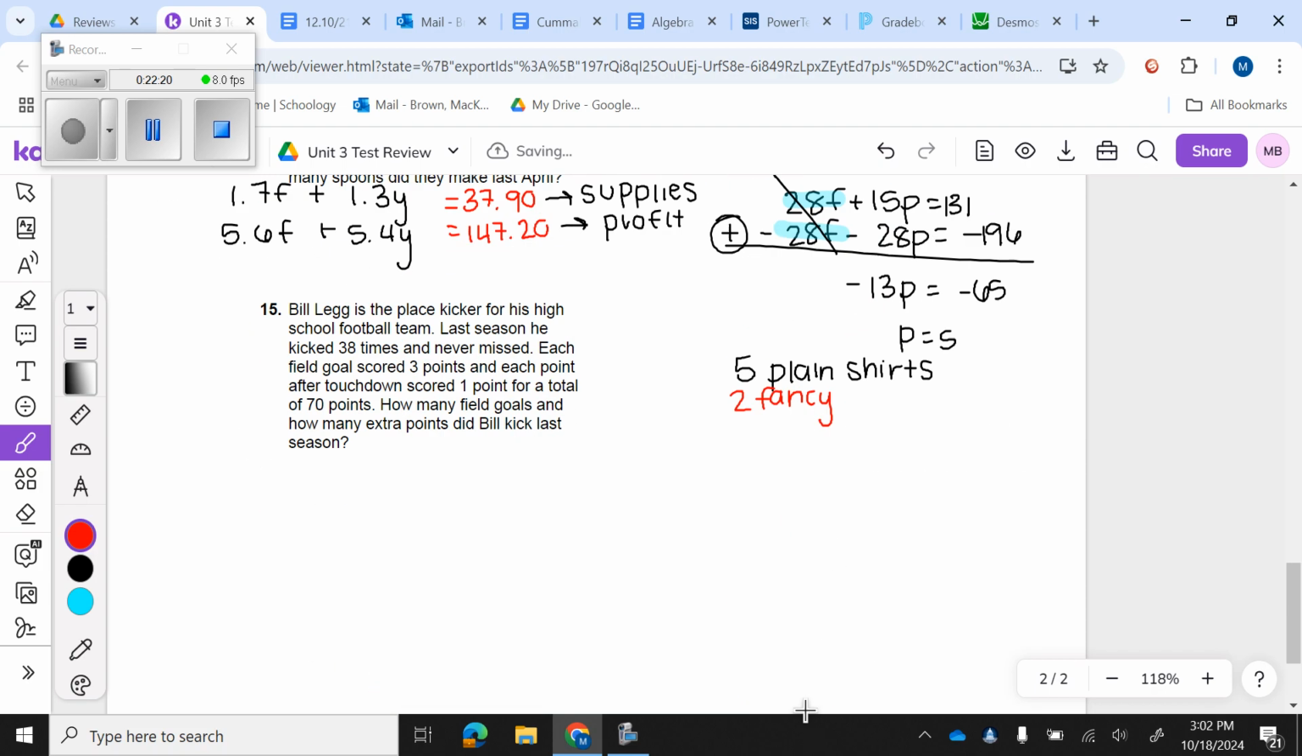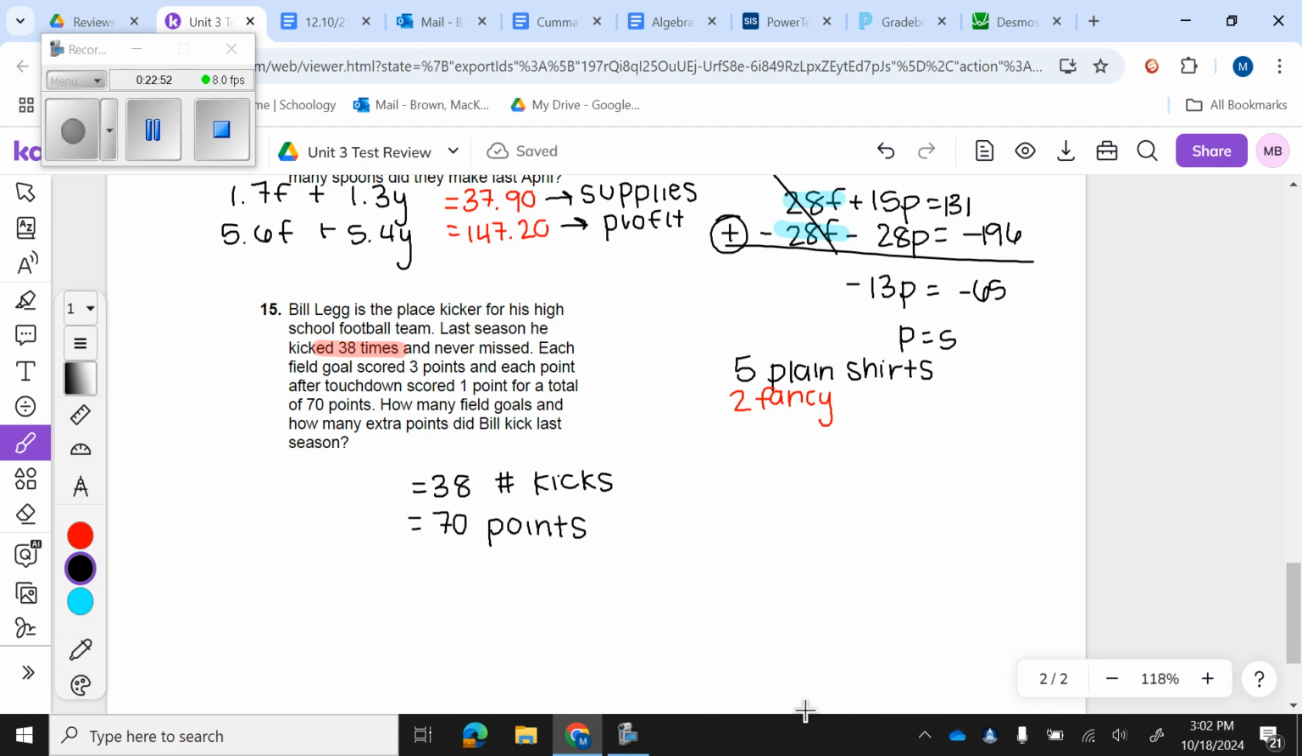All right, last one, number 18. Bill Legg is the place kicker for his high school football team. Last season, he kicked 38 times and never missed. Okay, I'm going to bet that's a total. So I'm going to set this equal to 38, and that's the number of times he kicks. Each field goal is 3 points, and each touchdown or point after touchdown is 1 point. Okay, he had a total of 70, so 70 is his amount of points.